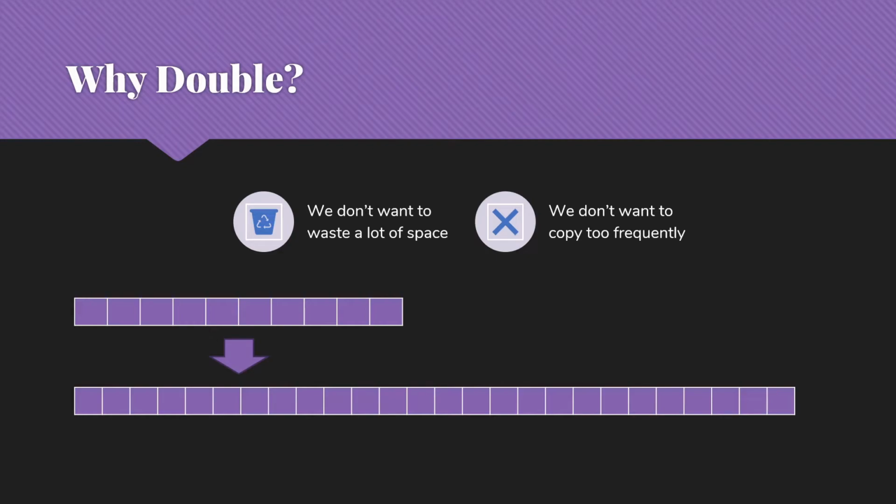Why double? Well, we have two things that we're concerned about. First, we don't really want to waste a lot of space. So we don't want to have too much extra space. At the same time, we don't want to copy too frequently. Those things are kind of opposite each other.